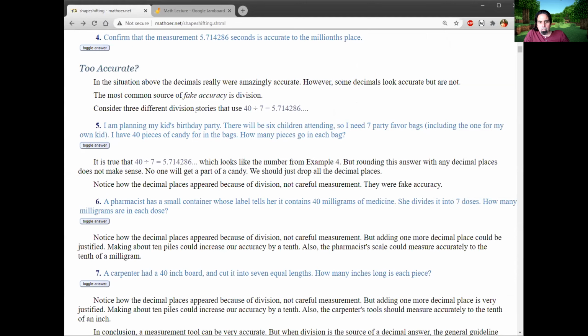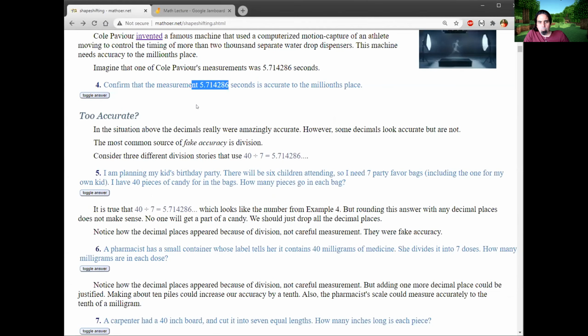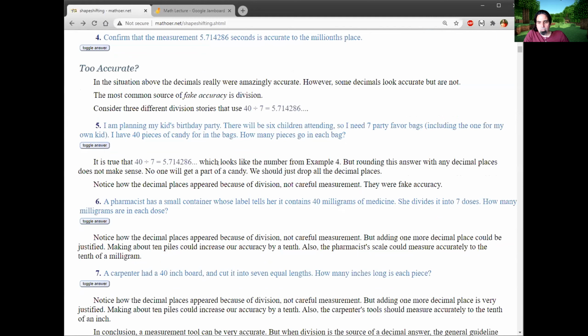So that looks like the same number we just used about his fancy measurements. But rounding this answer with any decimal places doesn't make sense. No kid will get 7/10 of a candy. We should just drop all the decimal places. Each kid gets 5 candies. That would be 35. And then I eat 5 candies because I'm the parent.